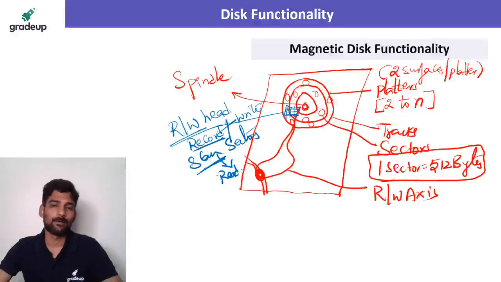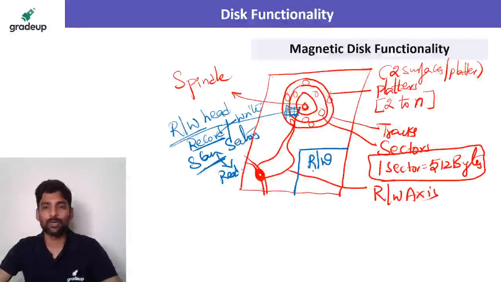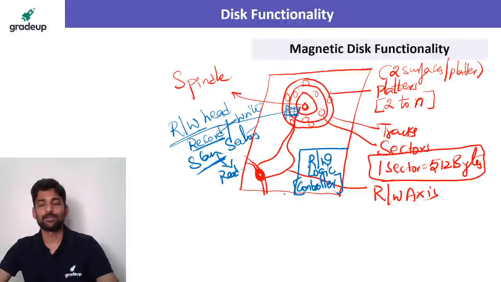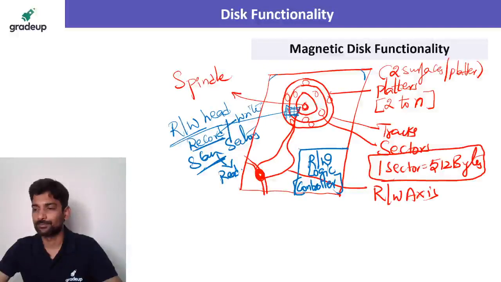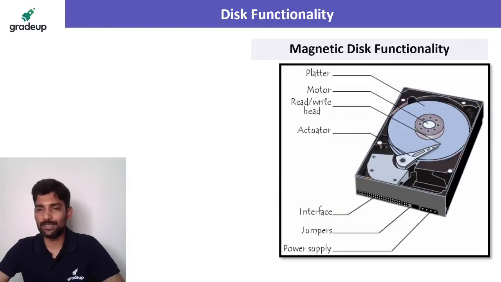Now, to operate the spindle, the axis, the head and all, we have a logical circuit called the read write logic or controller. So this is the inner structure of a magnetic disk. We still did not discuss how it works. You can understand even better with this example, I believe. These are the platters and this is the spindle, guys.